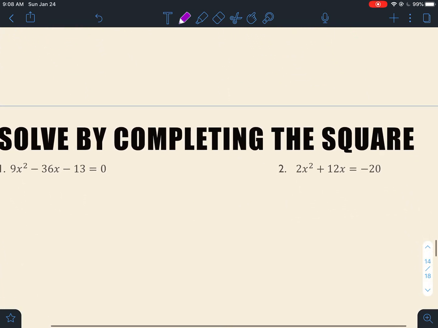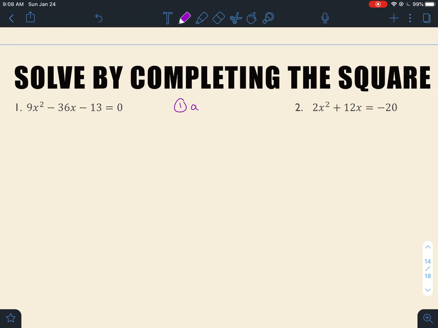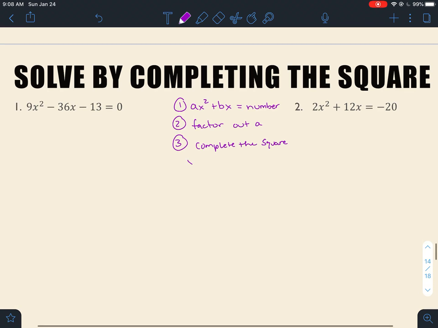So if we're going to solve by completing the square, the steps are the same. So step 1, you want to get the ax squared plus bx to equal the number. That'll be our first step. But now step 2 is you're going to have to factor out a. Then it's the same steps. Then complete the square. Make sure you add to both sides. But you've got to be careful when you're adding to both sides. So I'm going to put a little asterisk there so you know what I mean by be careful when you're going to add to both sides.